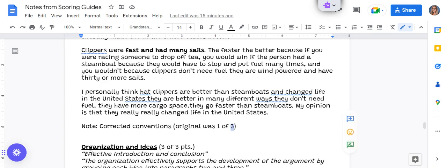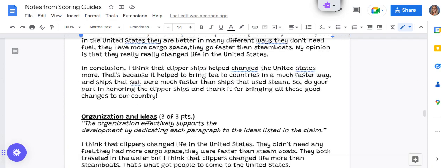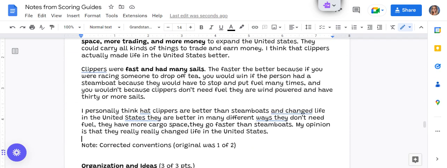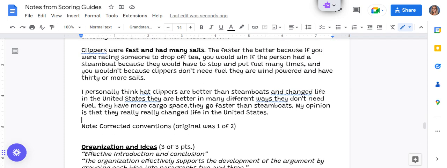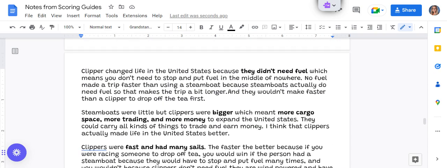This one got a 1 for conventions, not a 2, because it did have run-ons, it did have mistakes. If it just has some mistakes, it can still get a 2, but that one has a lot of run-ons, and they do tend to look at run-ons heavier than spelling and things like that.